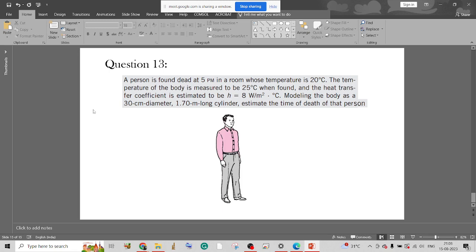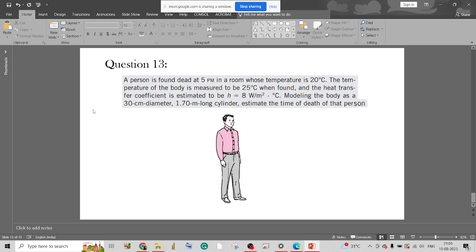A person is found dead at 5 p.m. in a room whose temperature is 20 degrees Celsius, that is, the ambient temperature is 20 degrees Celsius. Then the temperature of the body is measured to be 25 degrees Celsius when found. The heat transfer coefficient is estimated to be 8 watt per meter square degree Celsius. Modeling the body as a 30 centimeter diameter, 1.70 meter long cylinder, estimate the time of death of the person.